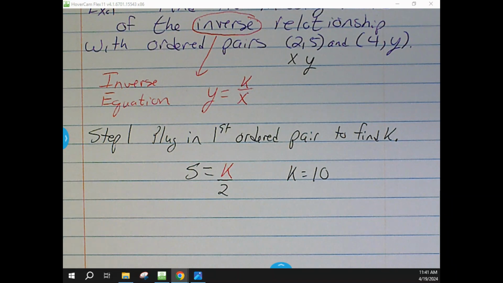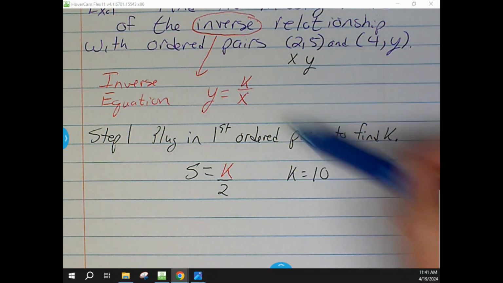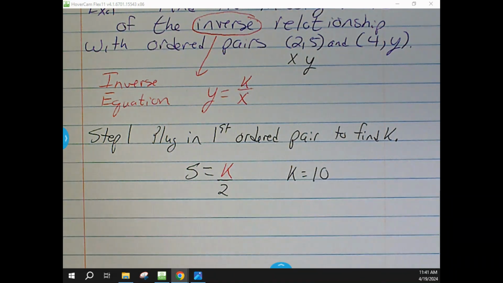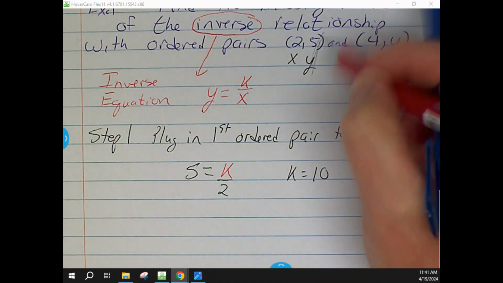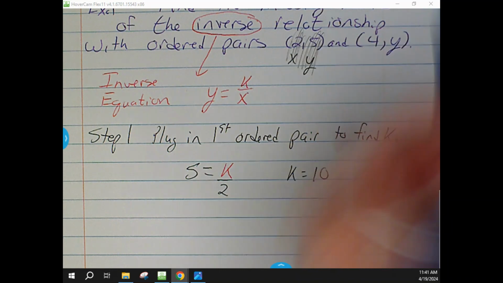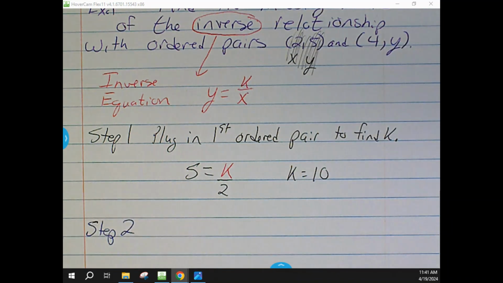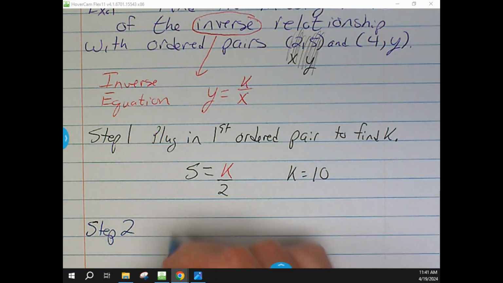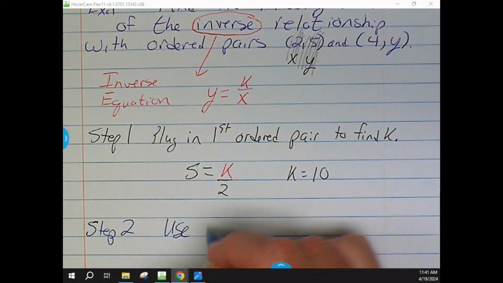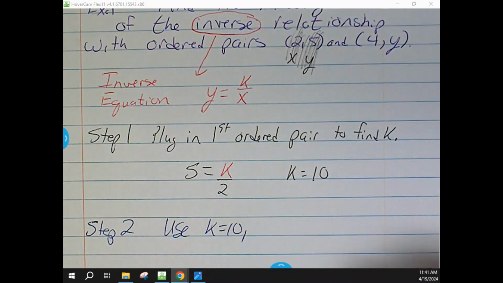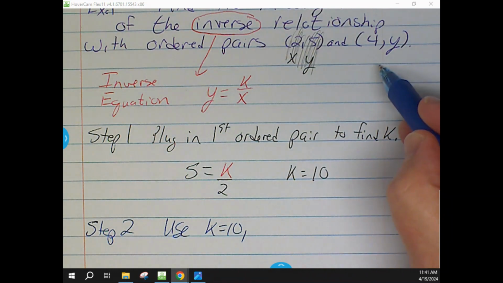Okay. So the first step, that's all you have to do, is just take the first ordered pair and use that to figure out what your k value is. And once you use that first ordered pair, you can just scratch it out, since we're done with it. We don't need it anymore. And then step 2, now we know k equals 10. So we're going to use k equals 10. And from the second ordered pair, we've got x is 4. We don't know what y is.